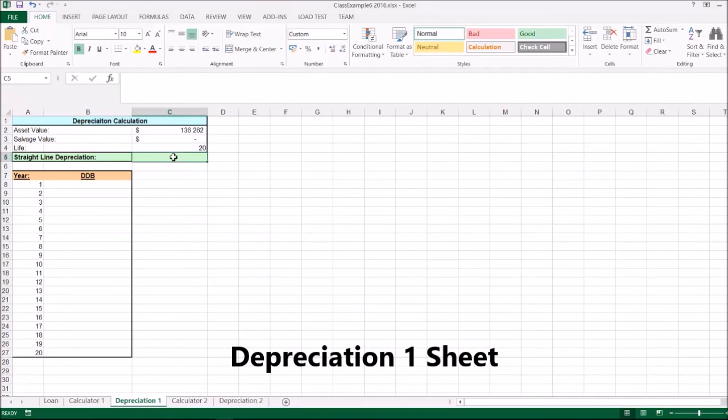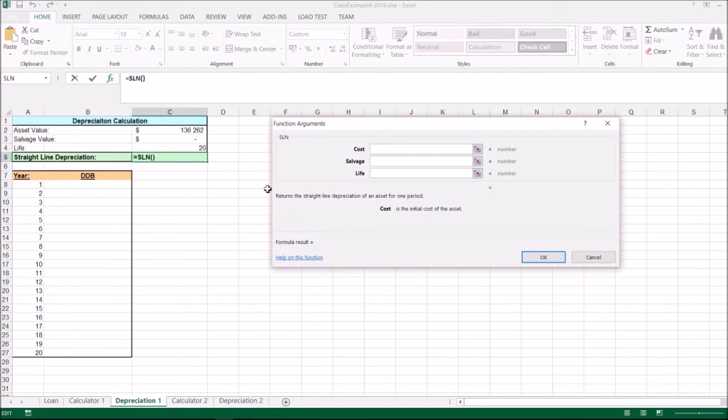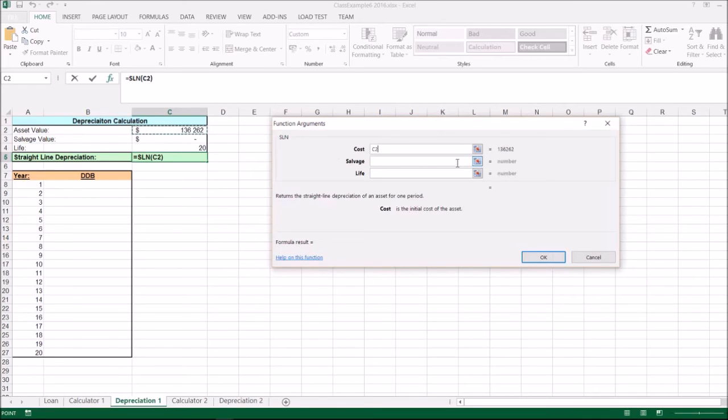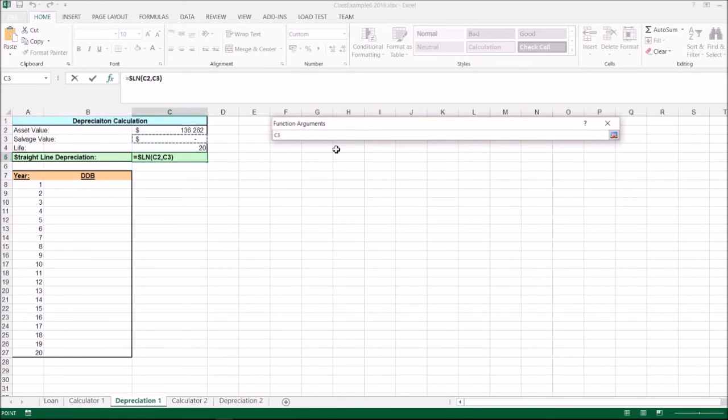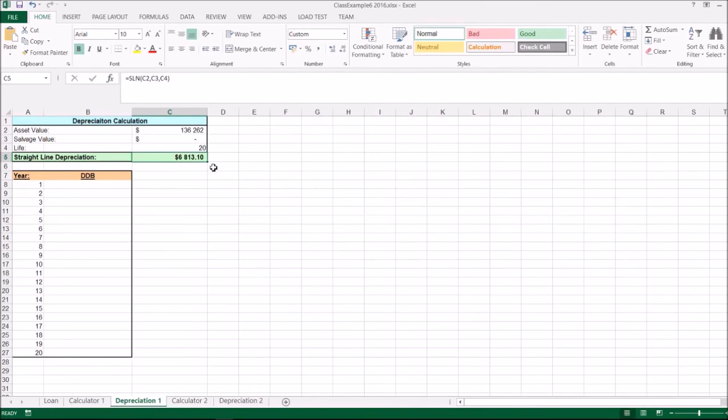So now we're going to calculate the straight line depreciation using the SLN function. So go and search for the SLN function and click OK once you have found it. You will see that we need to enter a cost. Our cost here is our asset value. Our salvage has been given to us, it's 0 but selected anyway. Our life has also been given to us as 20. And if you click OK, you will have your straight line depreciation of that value.